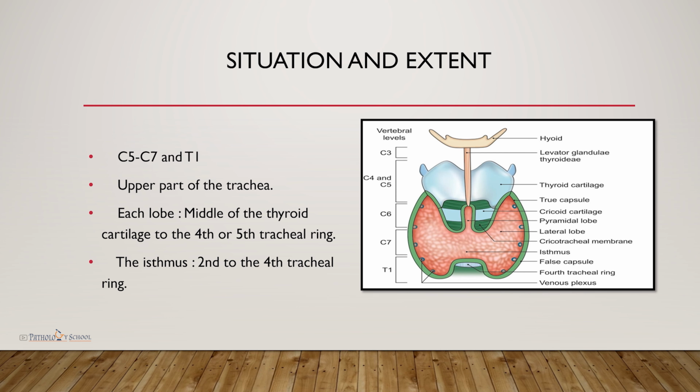Situation and extent. The thyroid gland extends from the C5 vertebra to C7 and T1 vertebra. It is situated on the upper part of the trachea with each lobe extending from the middle of the thyroid cartilage to the 4th and 5th tracheal ring, while the isthmus extends from the 2nd to the 4th tracheal ring.